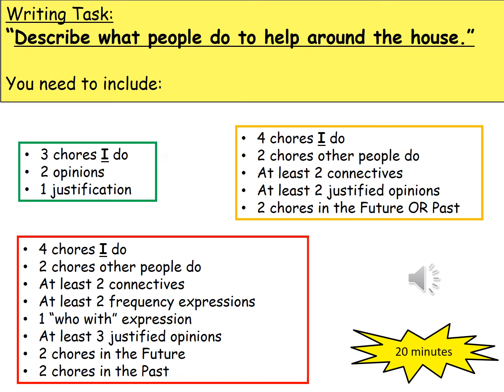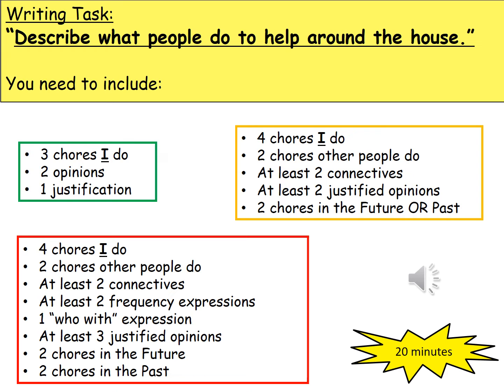Okay, this is your final task. This is a writing task. At the top of the screen, you can see the title, Describe What People Do to Help Around the House. So this is your general title. And then it's divided into green, amber, and red, as usual. You will need 1, 2, or 3 paragraphs, depending on the tenses that you're using, depending on the quantity that you're doing.